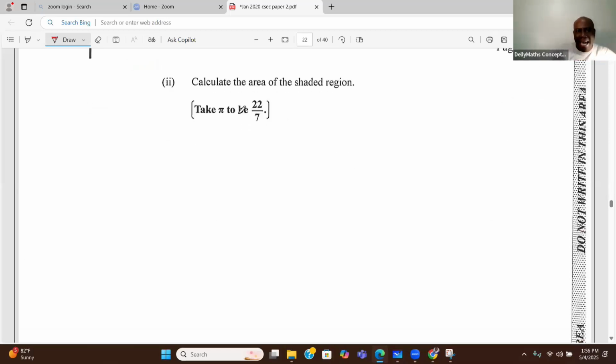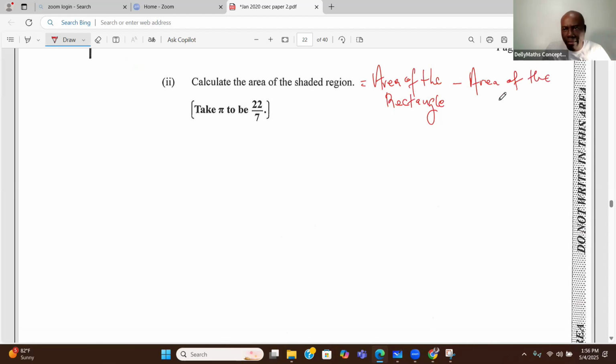So basically, we're going to find the areas of the circles. The basic idea, I'm going to put it at the top. It says calculate the area of the shaded region. And I'll definitely say it is by calculating the area of the rectangle minus the area of the 12 circles. So let's go about finding the area of those 12 circles, okay?